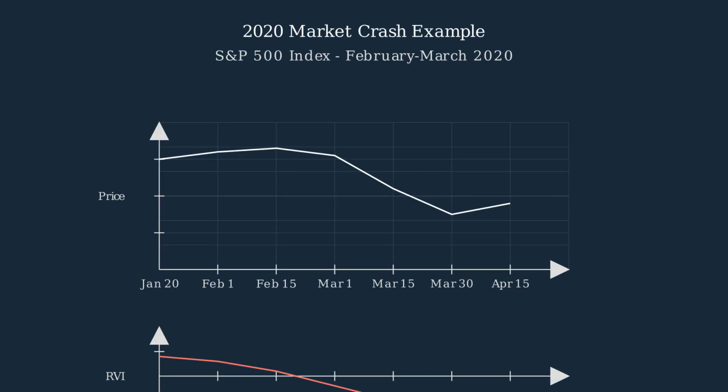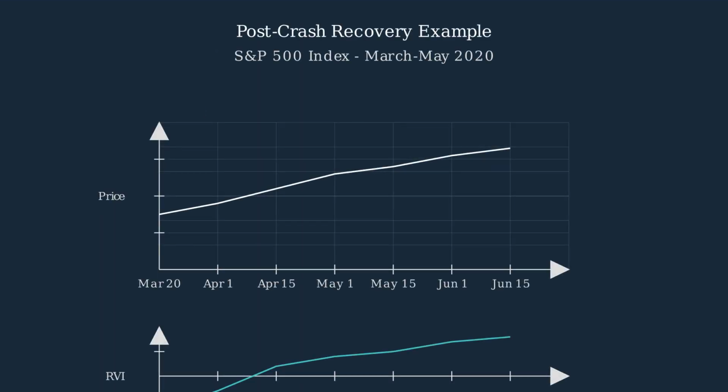Let's examine real-world examples where the Relative Volatility Index successfully predicted major market moves. During the 2020 market crash, the RVI showed bearish divergence weeks before the major sell-off began. While prices were still making new highs in February, the RVI was already declining. Similarly, the subsequent market recovery was preceded by bullish RVI divergence near market bottoms.